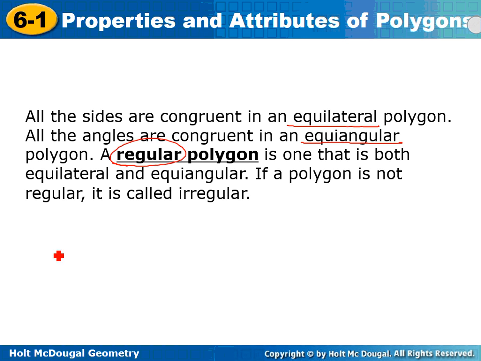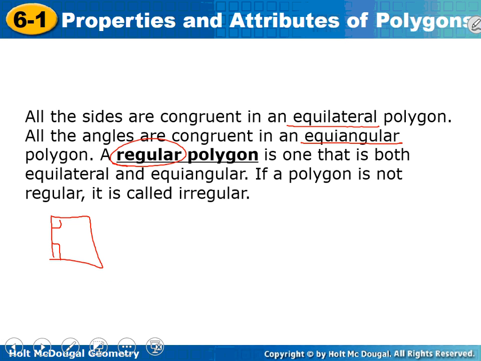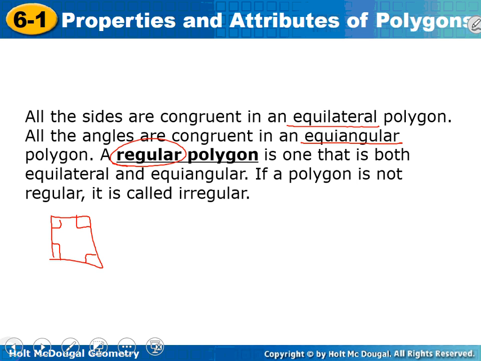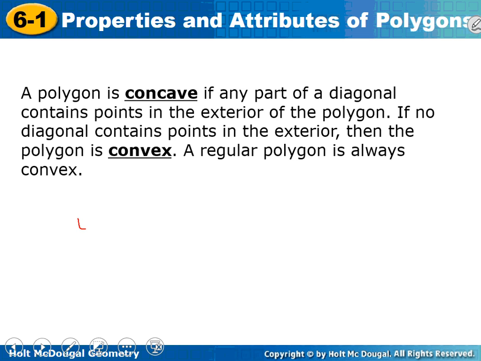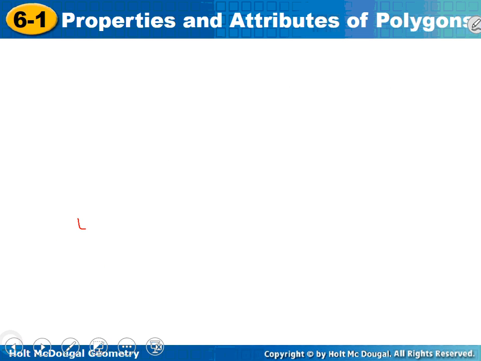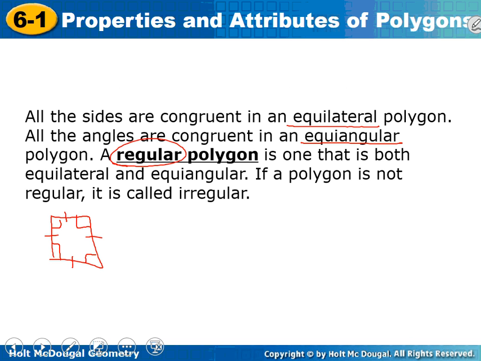A square. Okay, so a square has 4 right angles and 4 congruent sides. Trying to go fast. All right, 4 right angles, 4 congruent sides, that's a square.